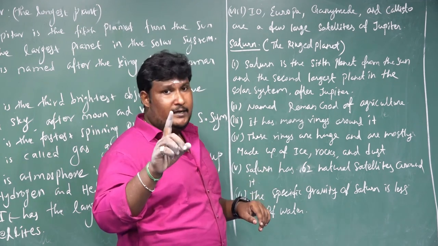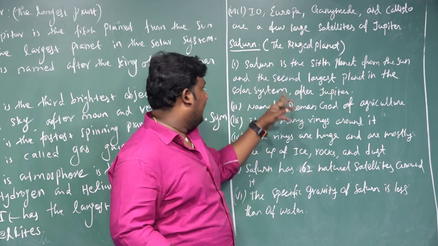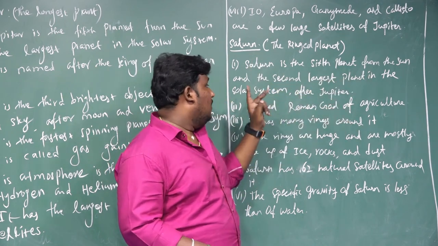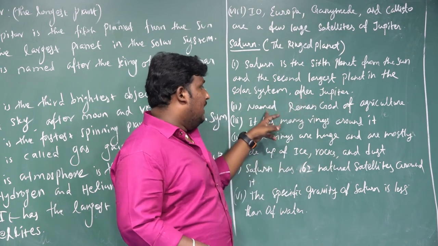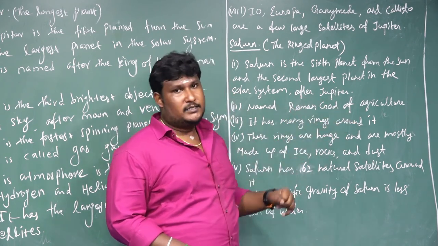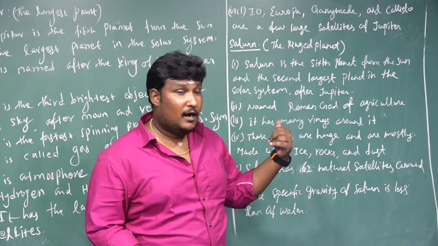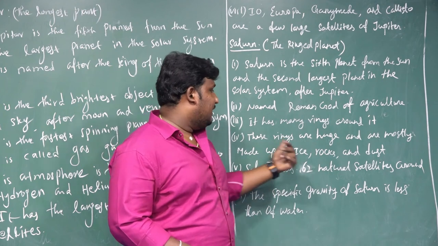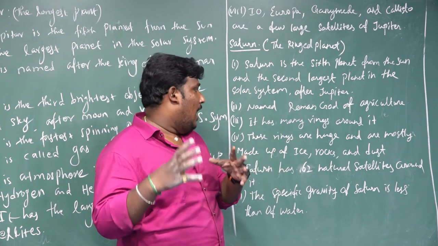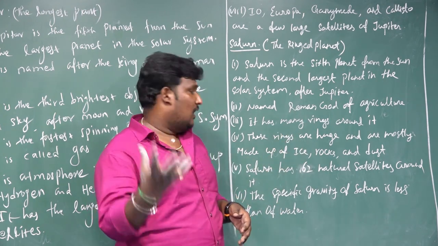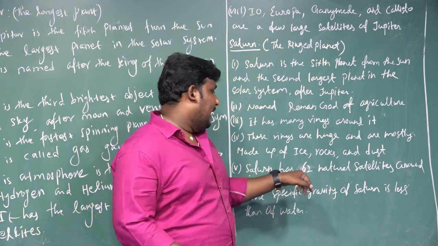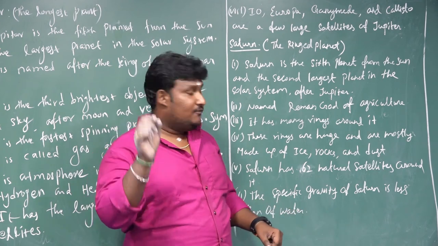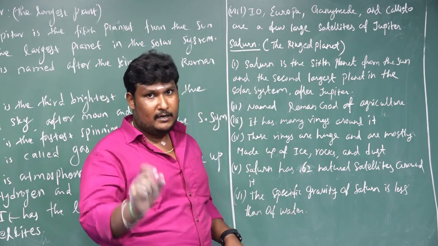First largest planet is Jupiter. The second planet is Saturn. Saturn is the sixth planet from the Sun and the second largest planet in the solar system after Jupiter. It is named after the Roman god of agriculture. It has many rings around it. These rings are huge and are mostly made up of ice, rocks and dust. Saturn has 62 natural satellites around it. The specific gravity of Saturn is less than that of water.